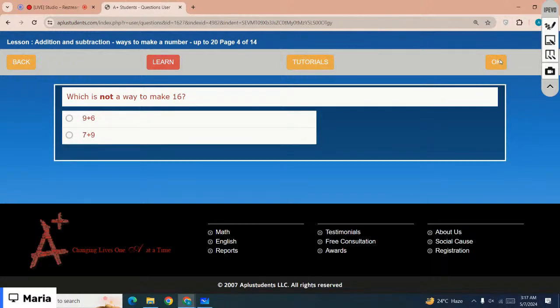Okay, which is not a way to make 16? So which is the correct option? Not a way to make 16. You need to select the one that doesn't make 16.